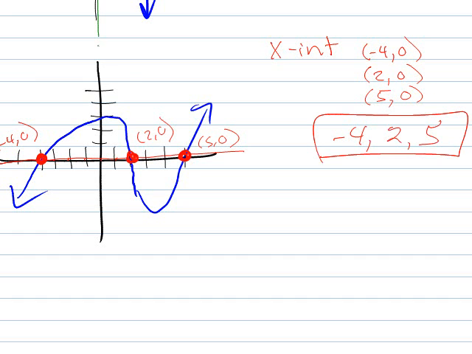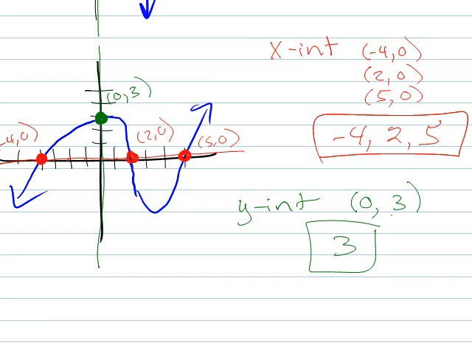Now, alternatively, if we're going to look for our y-intercepts, we see right here, we're connected. So we go up 1, 2, 3. We go left and right not at all, but we go up 3. So our y-intercept is 0, 3, or probably just 3. Alrighty?